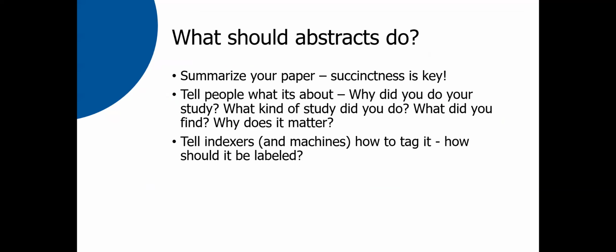So what should abstracts actually do? They really should summarize your paper, similar to a real estate listing for a house or apartment. Fundamentally, they should tell people what it's about, specifically, why did you do your study? What kind of study did you do? What you found, and why it matters. The challenge is often in answering those questions within the word count. Finally, an abstract should tell indexers and now machines how to tag or label your article.